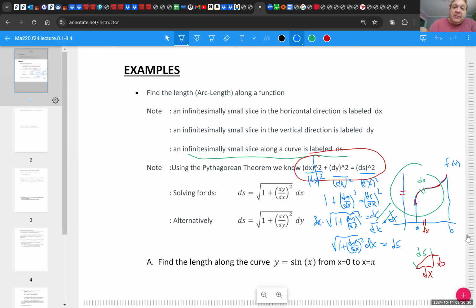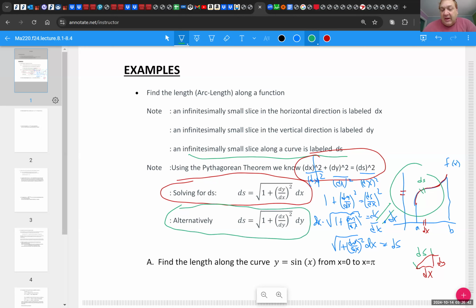And that's this formula here, by the way, that I have written on the lecture notes. ds is the square root of 1 plus dy dx squared times dx. You could actually divide by dy squared instead, and if you do, you end up with this alternative formula. And I'll show you how that's useful as well. They're both equivalent. They're just different algebraic manipulations of the same formula, so you can choose whichever one you want to use. All right, let's see this in action in an example.